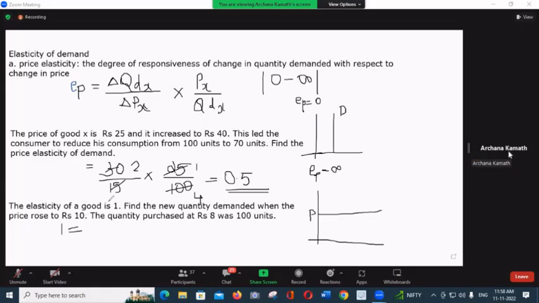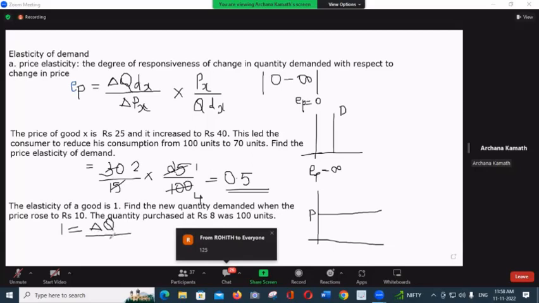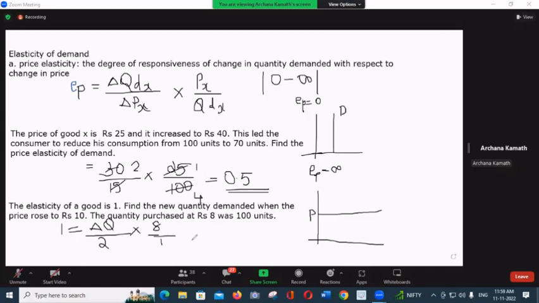Okay, so the elasticity is given as 1. We don't know the change in quantity demanded, so we'll keep it as an unknown variable. The change in price is 2 rupees, right? The price was 8 rupees and it has increased to 10 rupees. The initial price was 8, and at 8 rupees the consumer was purchasing 100 units. By cross multiplying, this is 4, and again 25. You will get the change in quantity as 25.